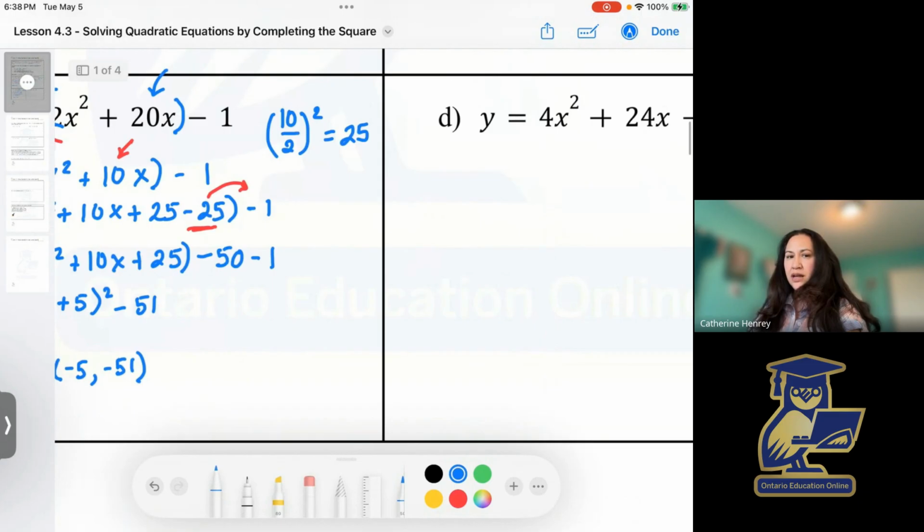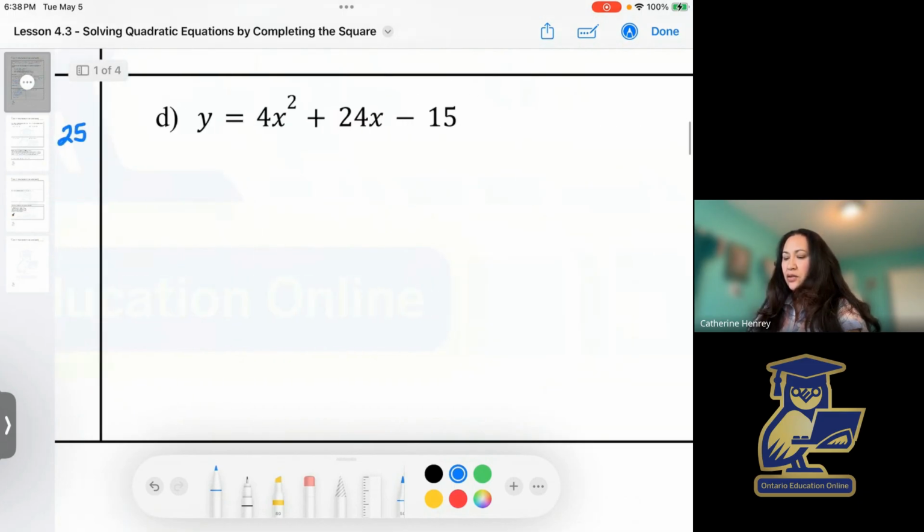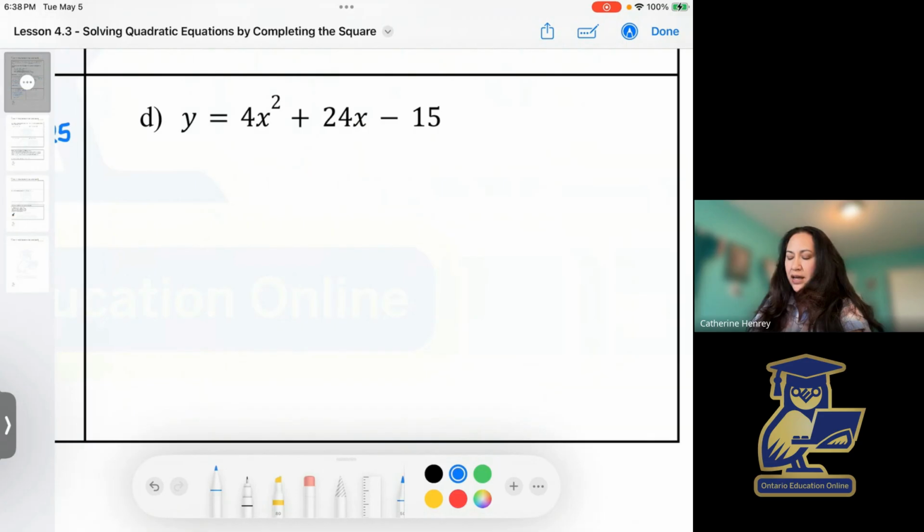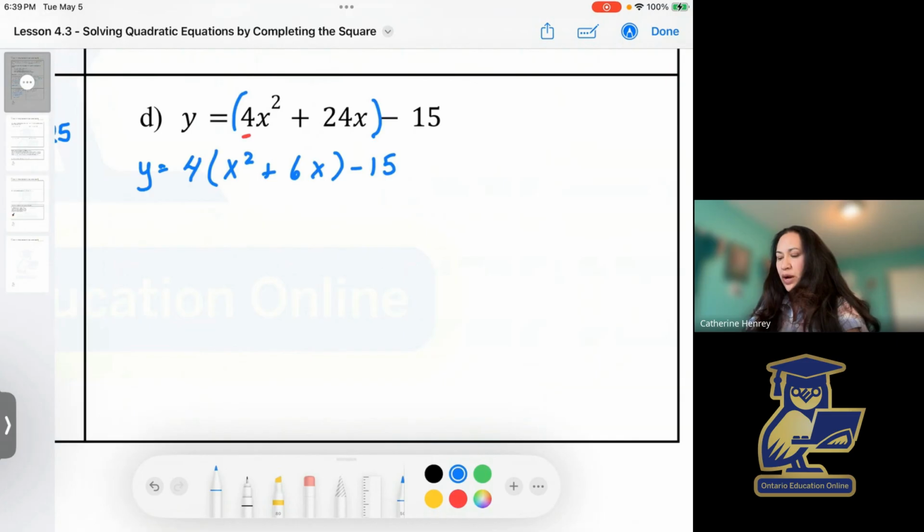So we will do another example like that, again, where the coefficient in front of the x term is not 1. So let's go ahead and group our first 2 terms. We notice that we have a coefficient in front of x squared that is not 1, it's 4. So we are going to factor out only the coefficient, not an x. So y equals 4(x squared plus 6x), and then we have -15 on the outside of the bracket.